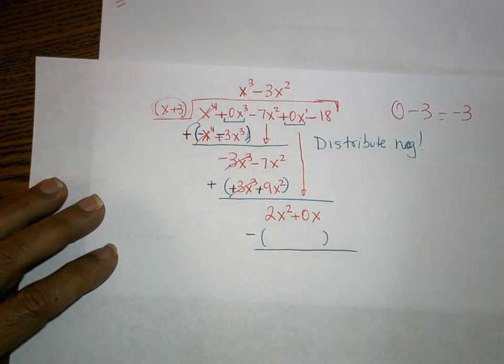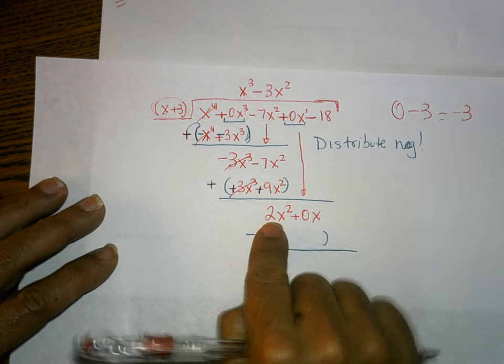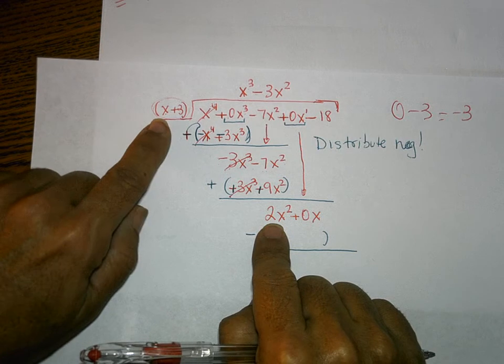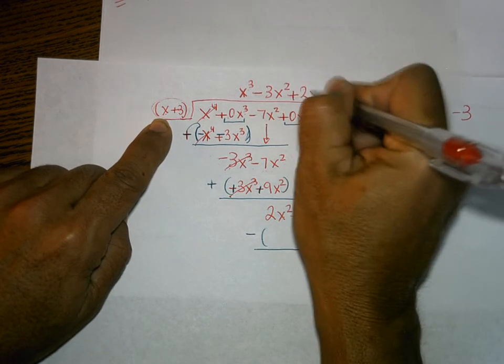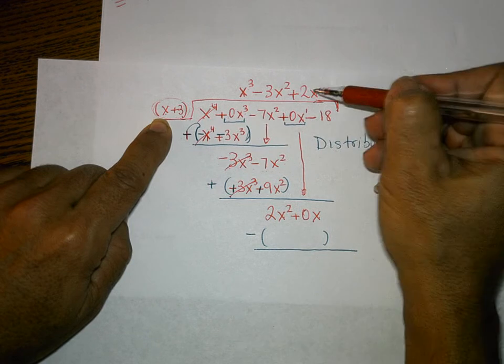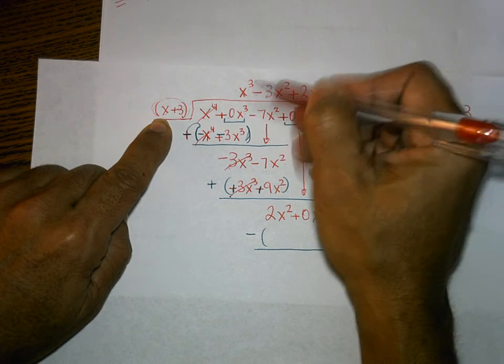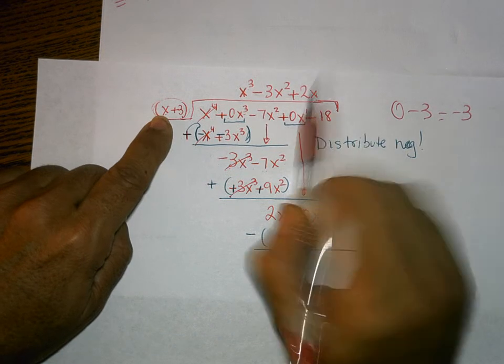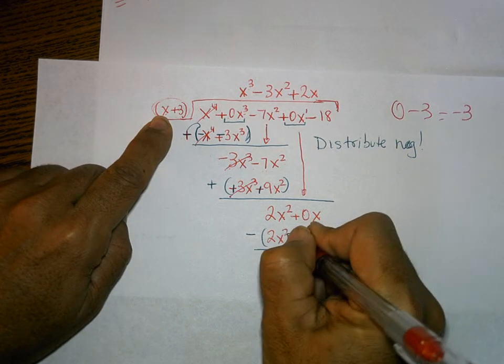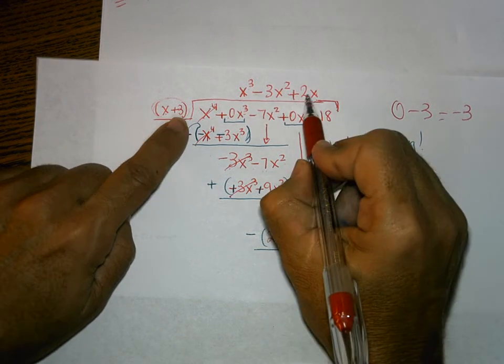Let's focus on the first term. That's all we care about. What value times the x will equal 2x squared? Well, there has to be a positive 2x. Did you notice that those x's are matching? Okay? All right. So 2x times x is 2x squared. 2x times a 3 is positive 6x.